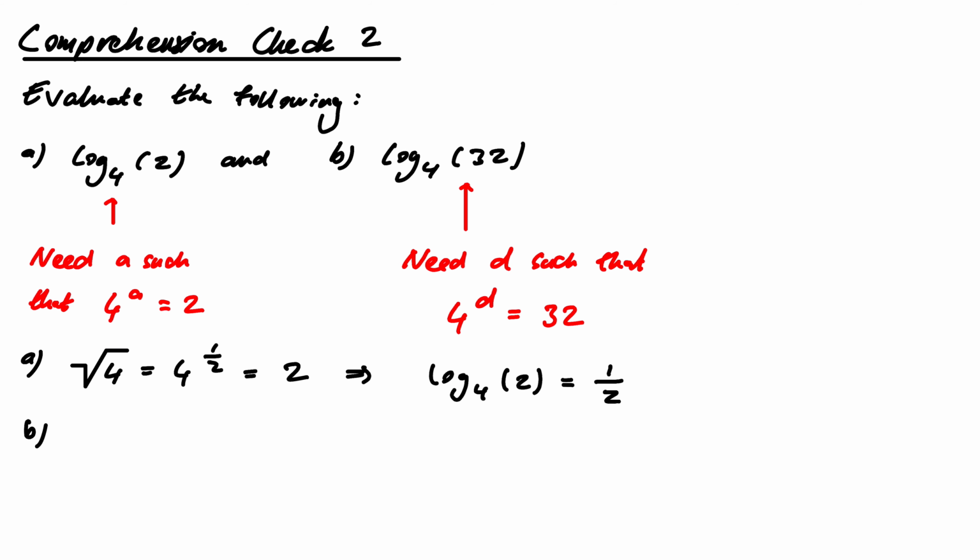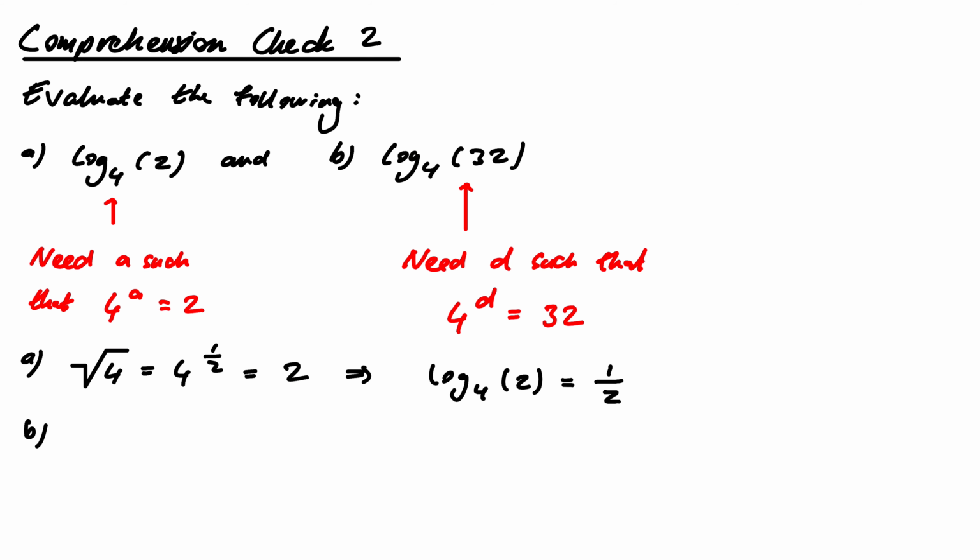We saw on the previous comprehension check that if it was 64 instead of 32, it was good because I had 4 to the 3. But it's a bit of a problem because 4 to the power 2 is 16, which is less than 32. 4 to the 3 is 64, so it jumps over. So intuitively, my D has to be somewhere between 2 and 3, but what exactly is it?